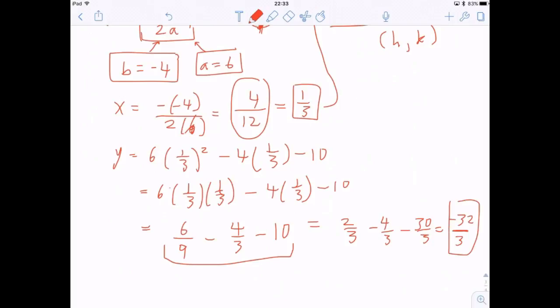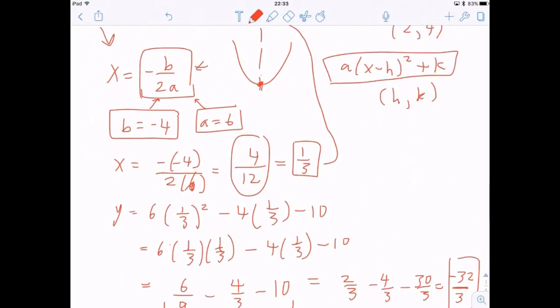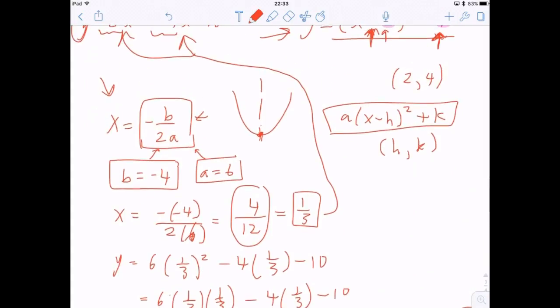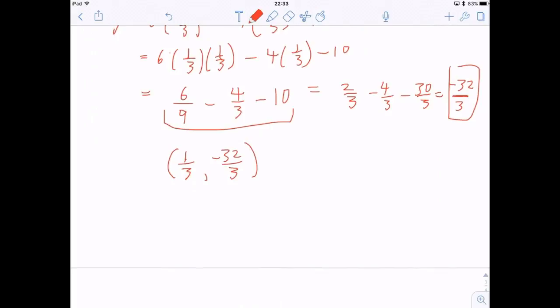And so you can see, man, that would have been a pretty difficult completing the square problem. So our vertex turns out to be 1/3, comma, -32/3, if I didn't make some kind of mistake. Now how do I pretend that I know how to complete the square? What I do is I write out the vertex form here. So I'm going to put x minus 1/3, and I'm going to put plus -32/3. And I'm almost done.